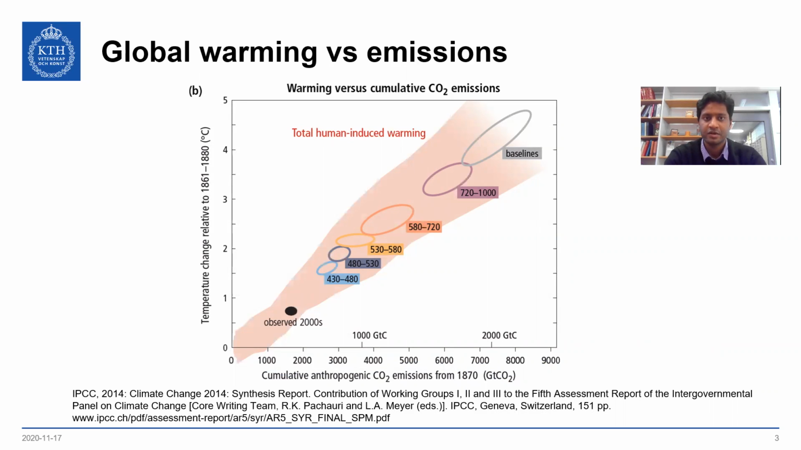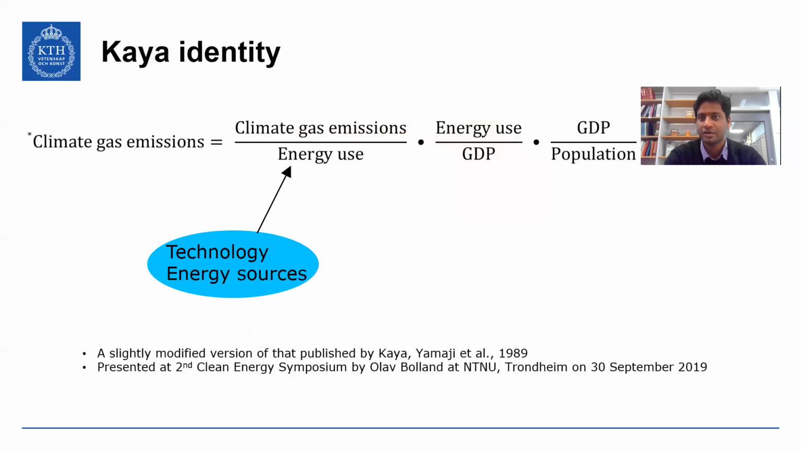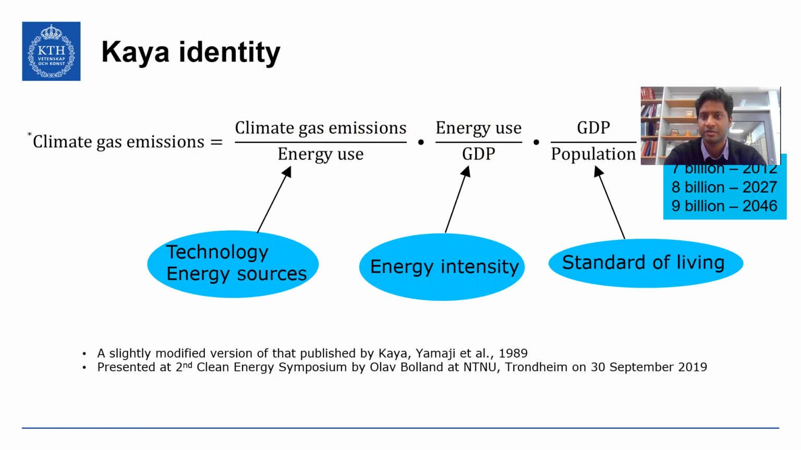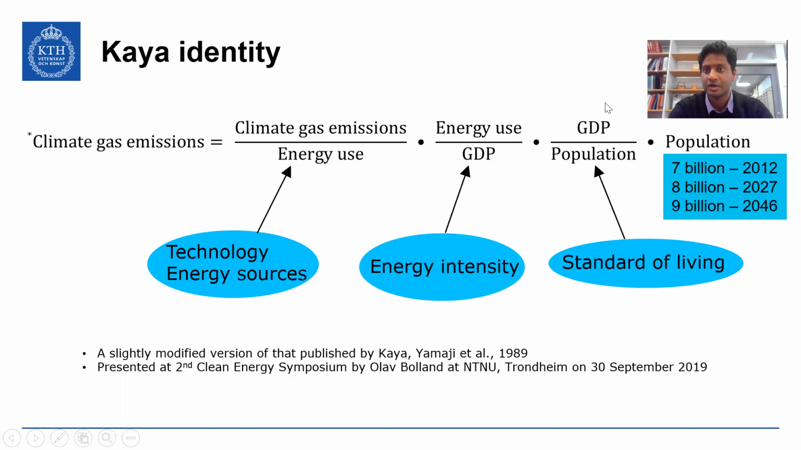Now, to understand decarbonization, it is good to understand the Kaya identity, which speaks about different factors that can help us decarbonize different technologies or limit the amount of greenhouse gas emissions to the atmosphere. So the climate gas emissions are a factor of the emissions per energy use, the energy use per product that you're producing, that is the gross domestic product, GDP, and then the GDP per unit population, that is nothing but the amount of goods and products that a person uses, and then the population itself.